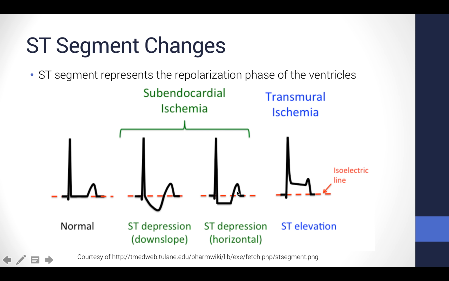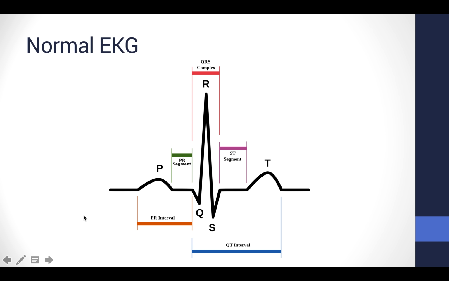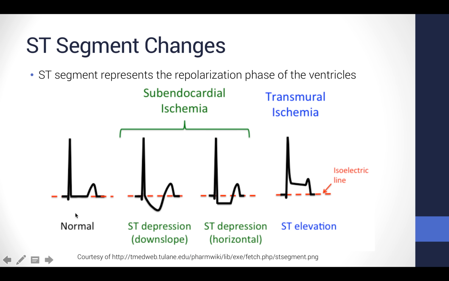And this is a pretty good illustration of that. So the ST segment basically represents repolarization of the ventricles, like I said, and this is what a normal waveform would look like. It doesn't look as pretty as this one, but usually that's what it looks like on a normal EKG. And so if we have subendocardial ischemia, so stable or unstable angina, we can get ST depression, and this is what it looks like.